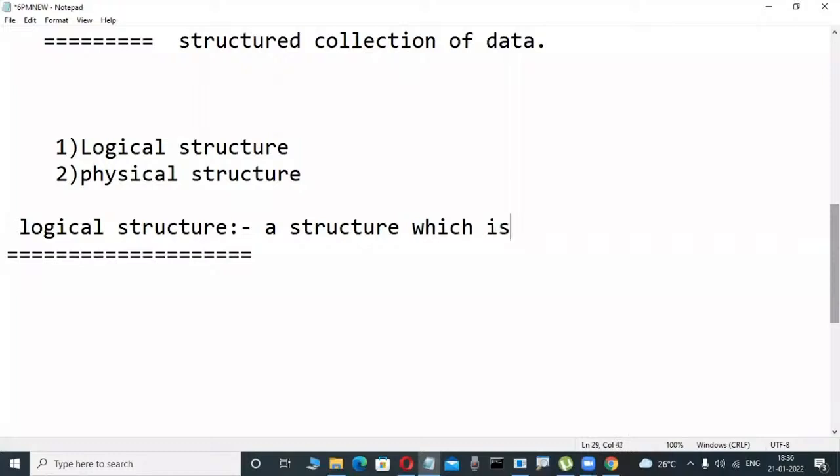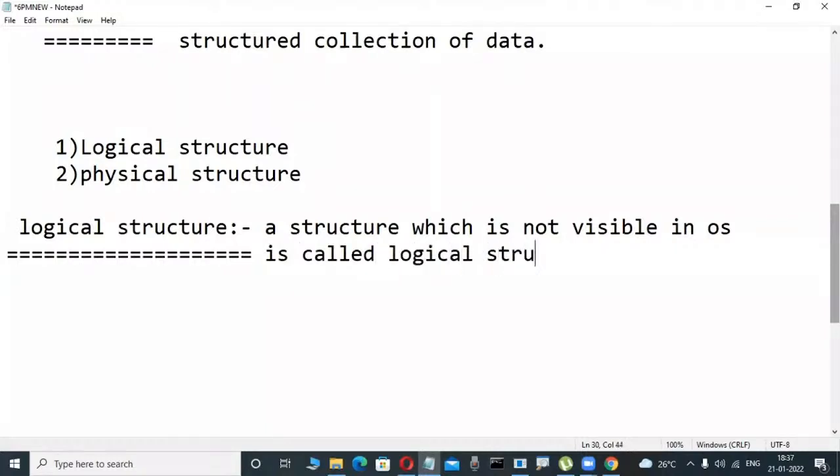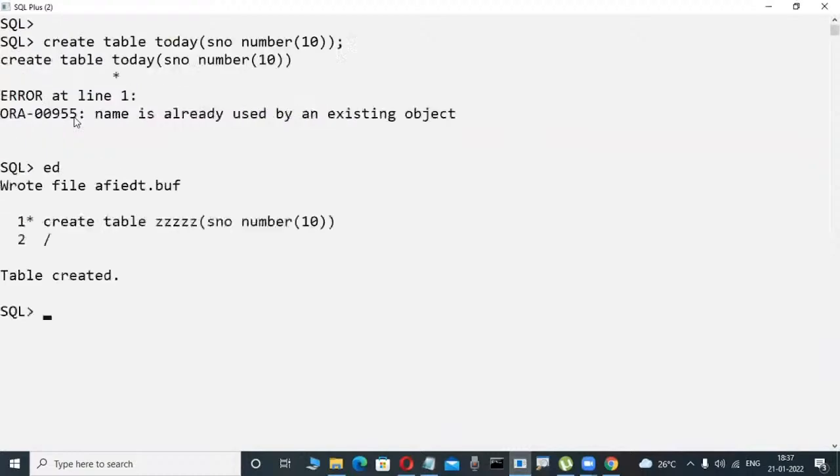A structure which is not visible in the operating system, in the OS, is called a logical structure, the logical structure of the database. That's why when you create a table, we are unable to view it in the C drive, D drive like that. But where is it visible? Yes, in the database.